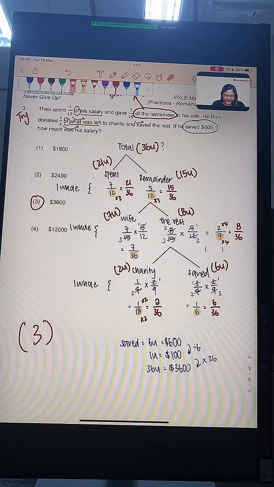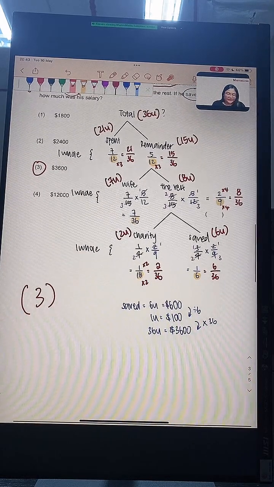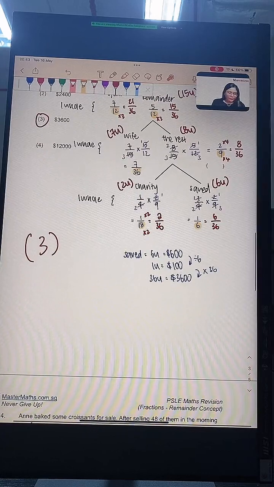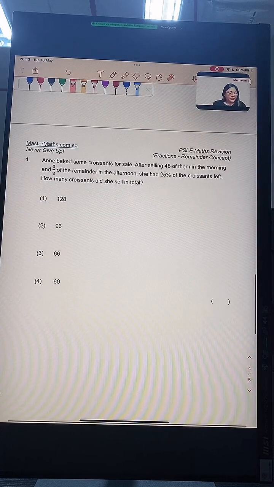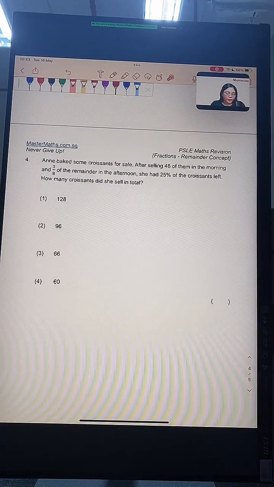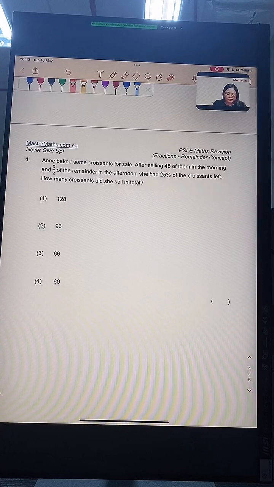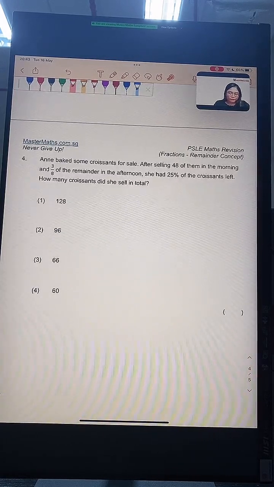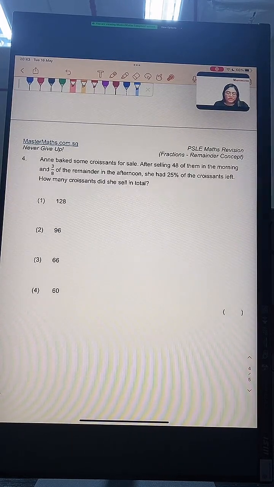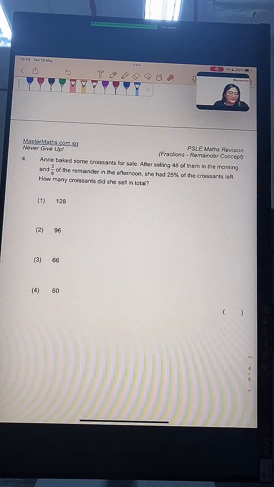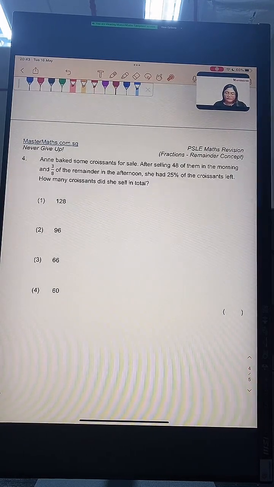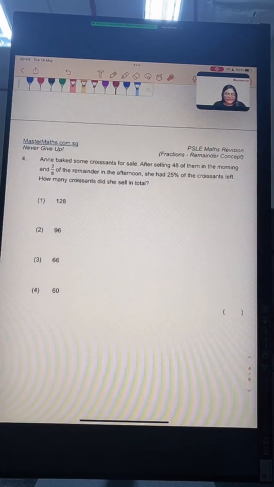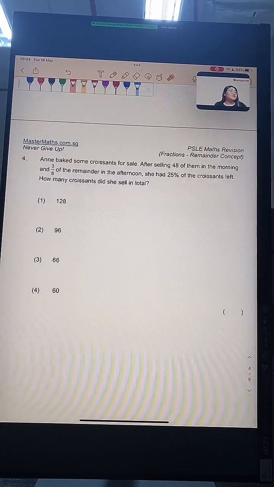All right, let's take a look at question number 4 now. The next question, I'm going to read it out for you in case those of you without the worksheets can't really see the question. Anne baked some croissants for sale. After selling 48 of them in the morning and 3 out of 8 of the remainder in the afternoon, she had 25% of the croissants left. How many croissants did she sell in total?